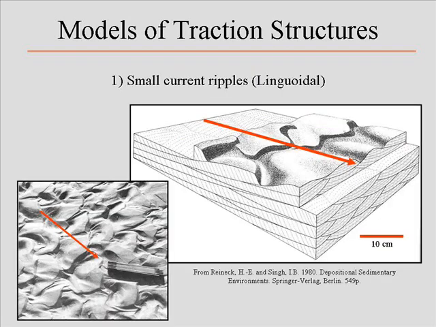Here's another one. I'm just showing you a couple models. There's the actual things as they look on the surface. That's a Leatherman for scale. That's the direction of currents. And this is what the things would look like in three dimensions as well as in the different directions.